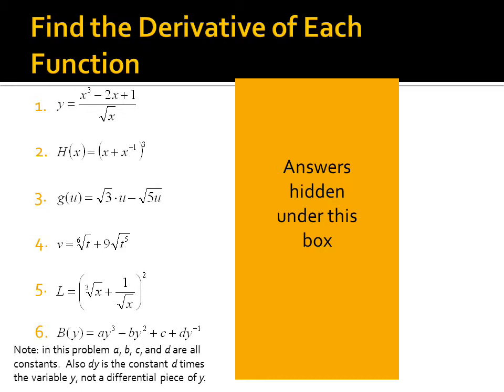Also, in this last term, dy is a constant, the constant d times the variable y. It is not dy as in dy dx, the derivative formula. Okay, so just consider this to be a constant times y to the negative first power. All right, good luck with it. Hope it comes easy for you. Pause the video now, and a couple seconds later, I'll unhide the box.